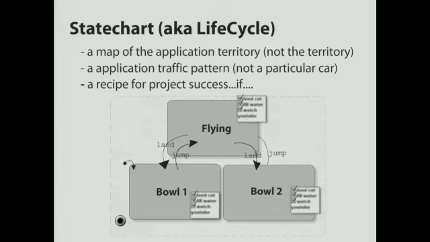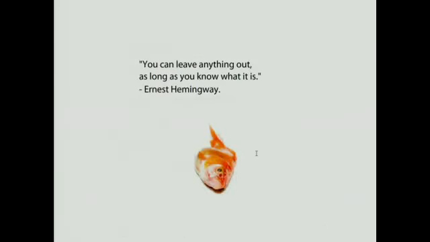When we get through describing this problem, we have what's called a state chart, or I prefer the term life cycle because I find a lot of technical people don't really understand what the word state chart means. Life cycle is more approachable. And I like to think of it as a map of the application territory. It's not the actual territory itself, or an application traffic pattern, but not a particular car experience of it. And it's a recipe for project success, provided you don't leave anything out. And you can imagine that users' expectations, if you get the state wrong, they get confused. You get the technology state wrong, you end up with a crashed application.